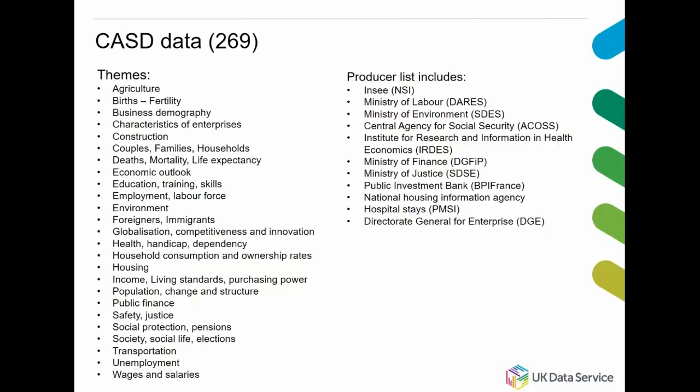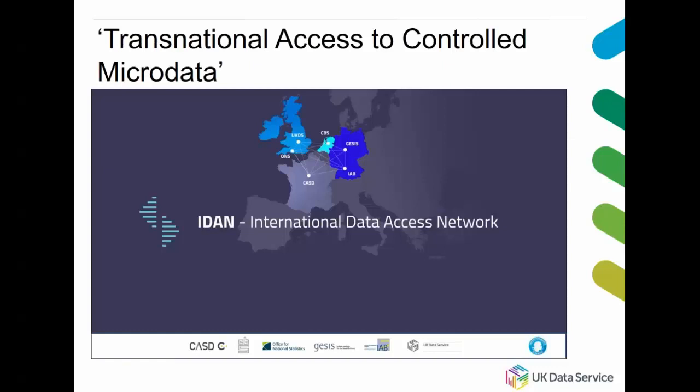And the producer list includes the National Statistical Institute, the Ministries of Labor, Environment, Finance and Justice, the Central Agency for Social Security, the Institute for Research and Information in Health Economics, the Public Investment Bank, and also hospital stays and a Directorate for Enterprises.